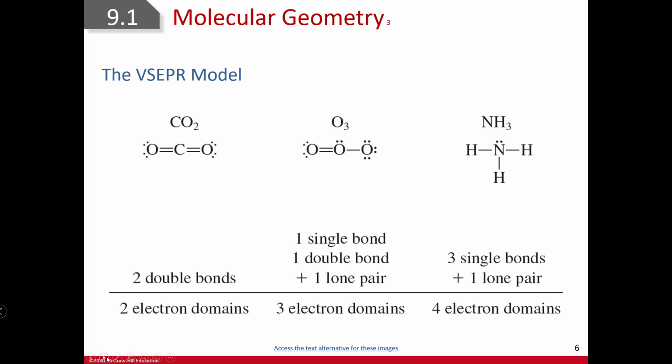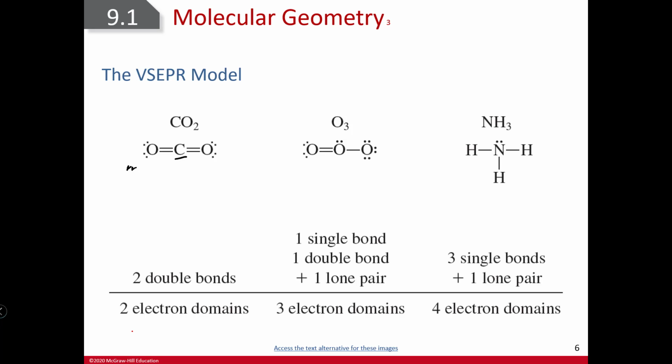All right, so let's look at the model here. We have carbon dioxide, and we have ozone, and we have ammonia. In the valence shell electron pair repulsion model, we look at the central atom. That's what we focus on. We focus on the central atom. And then on the central atom, we look at what types of groups are coming off of this atom.